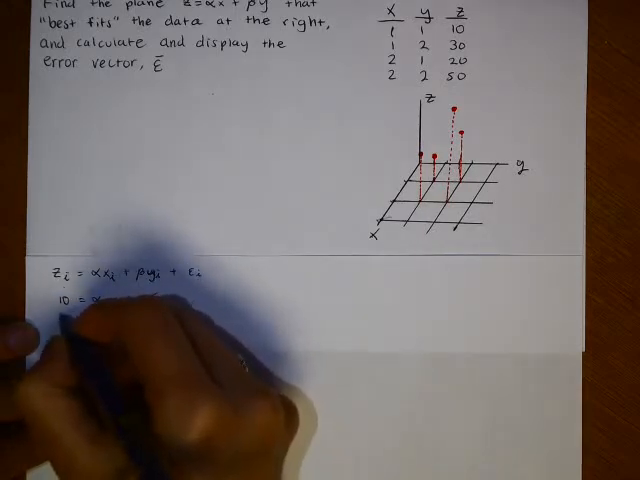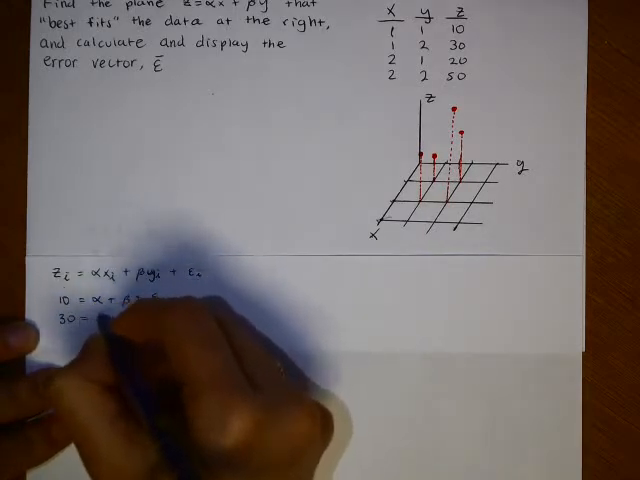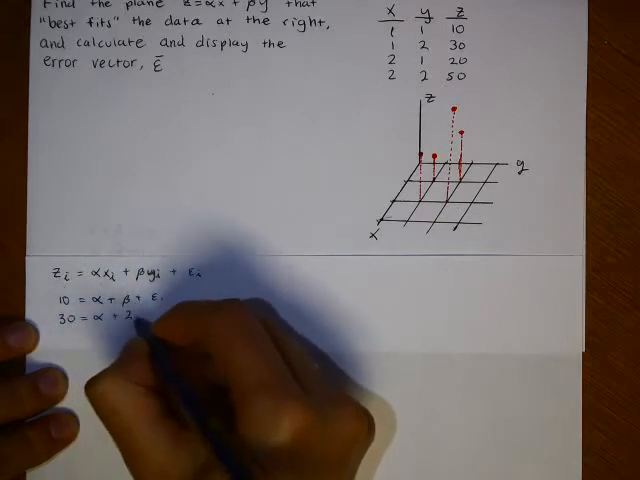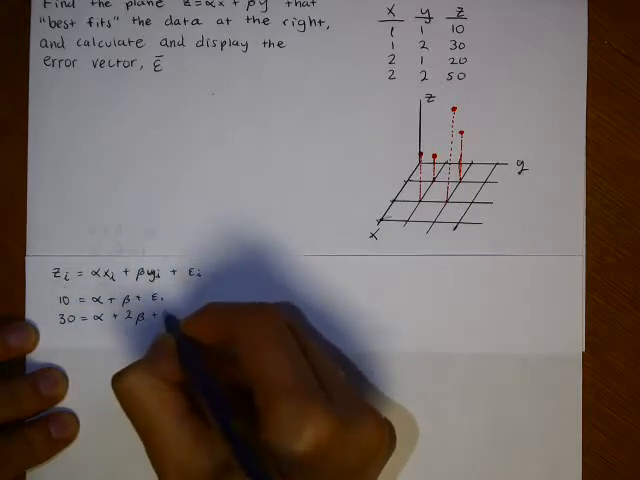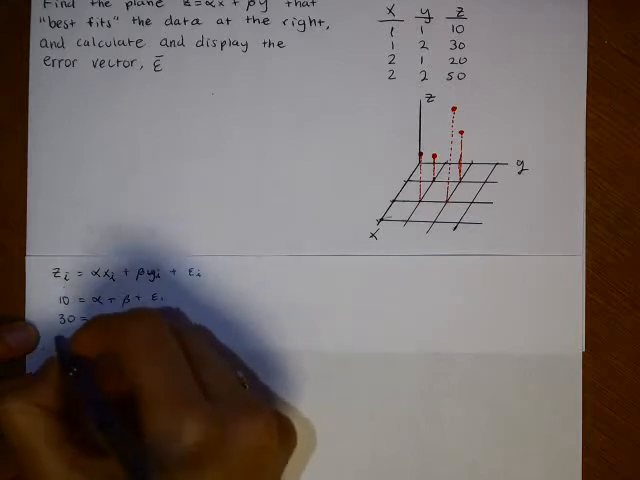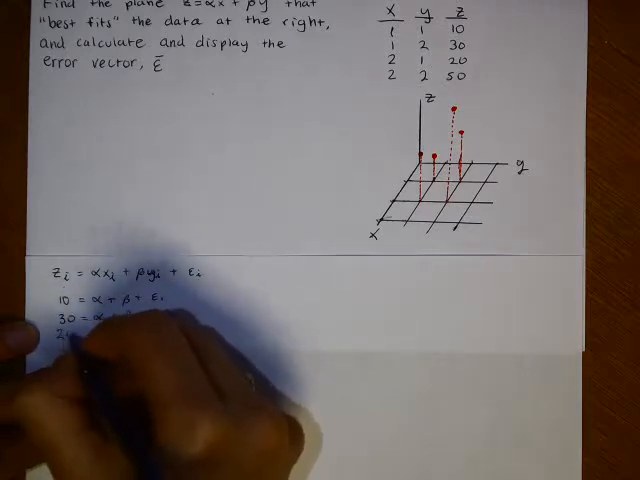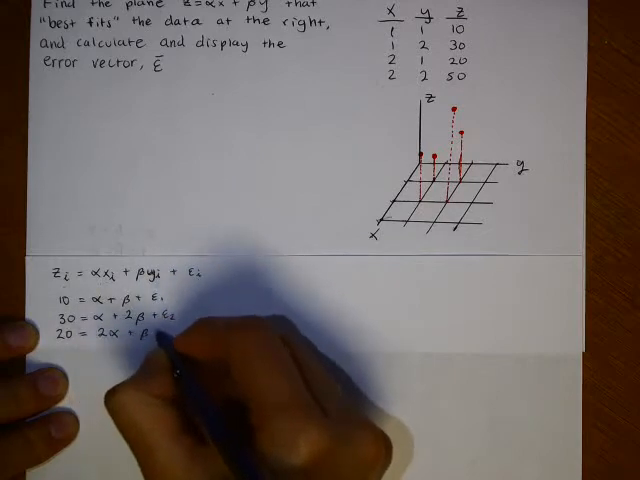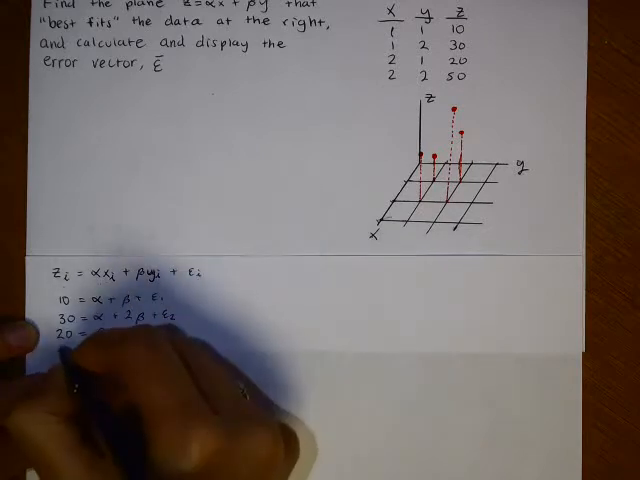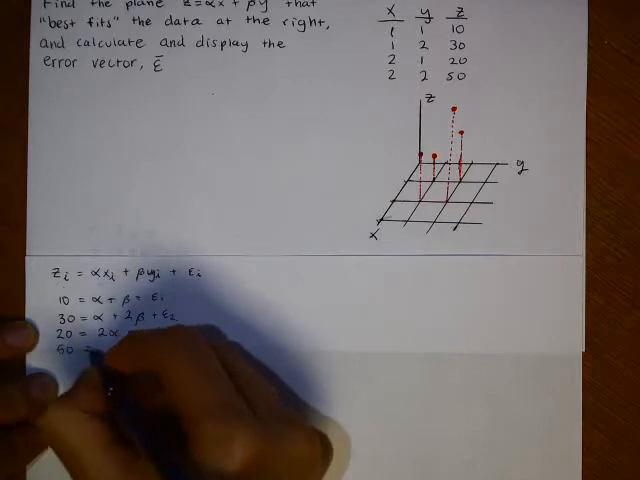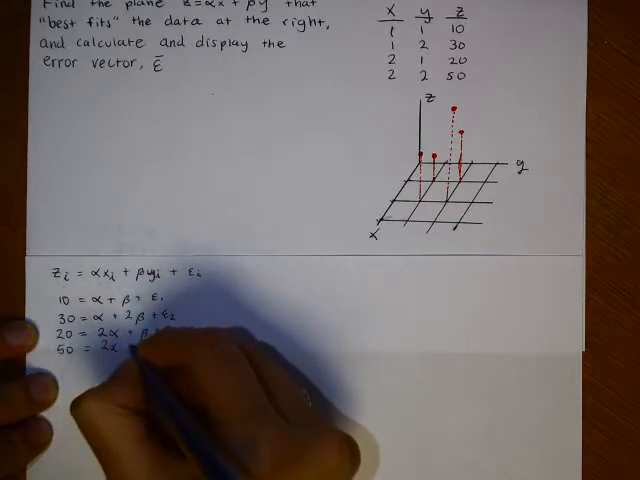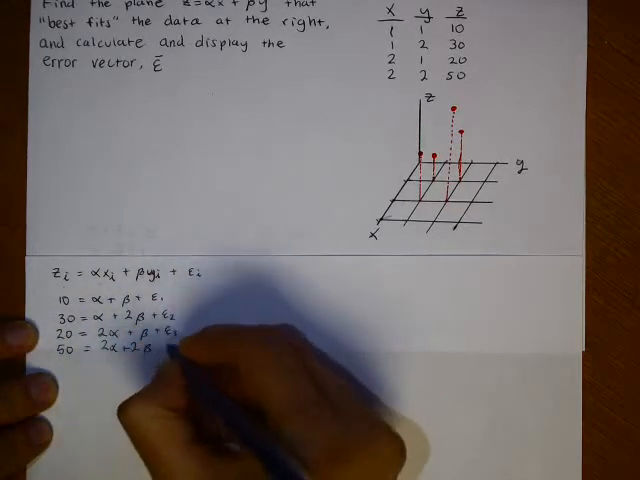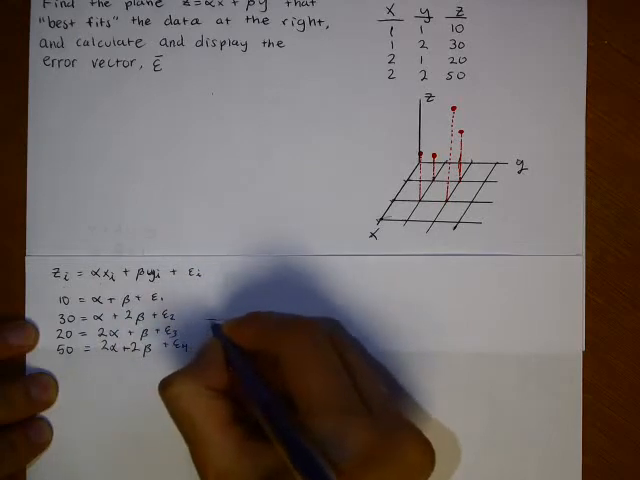Our next point, z is equal to 30, x is equal to 1, y is equal to 2. We have our error component. Our next point, z is equal to 20, x is equal to 2, y is equal to 1, and then our error component. And finally we have z is equal to 50, x is equal to 2, and y is equal to 2, and then our error component.